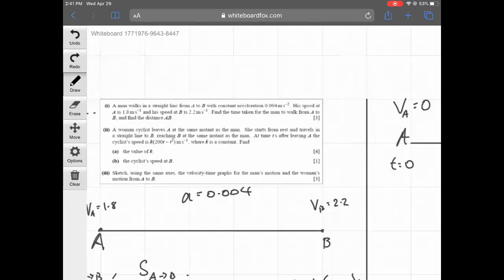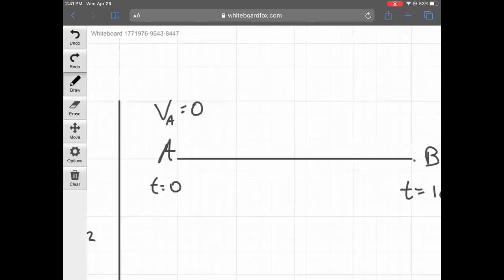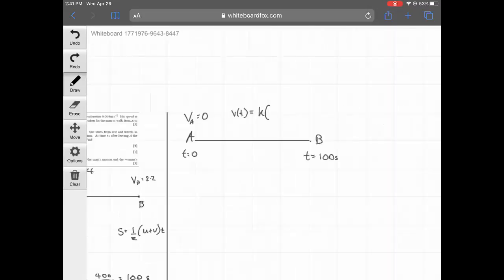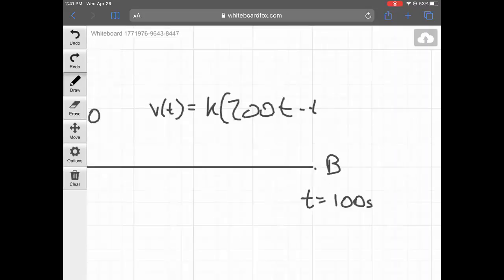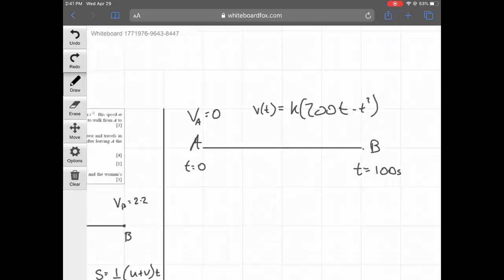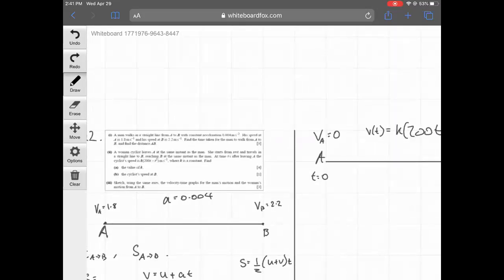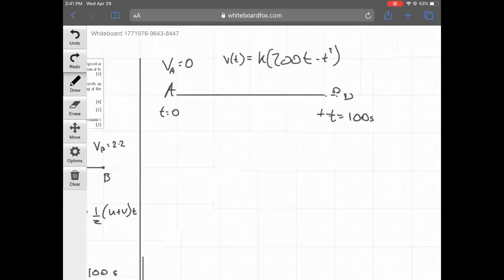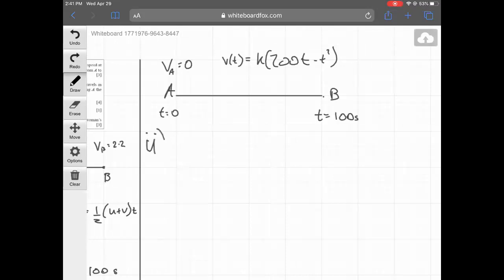Her speed, so I'm going to call this v of t, is given by k, and it was 200t minus t squared. Okay, great. Find the value of k for part A. So this is part 2A. Find k.